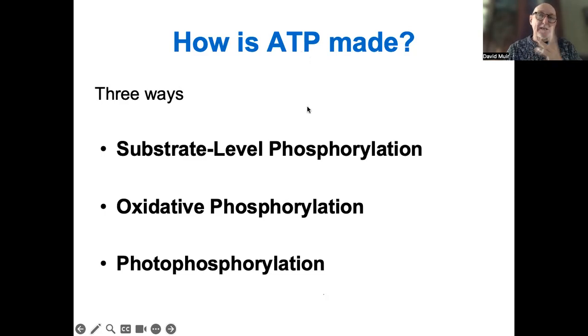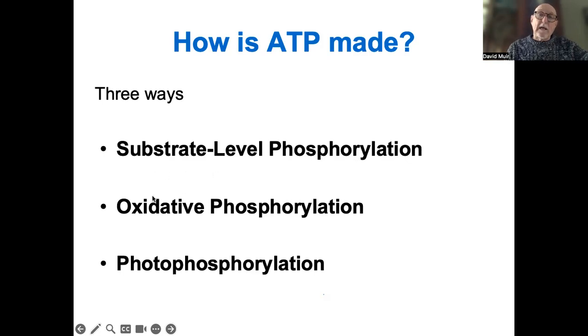Well, there are three ways in which it's done. The first is called substrate level phosphorylation. Substrate level phosphorylation is a relatively simple enzyme facilitated chemical reaction where we take a phosphate source and we take ADP and we add the phosphate source to the ADP and form ATP. We'll see an example in a minute.